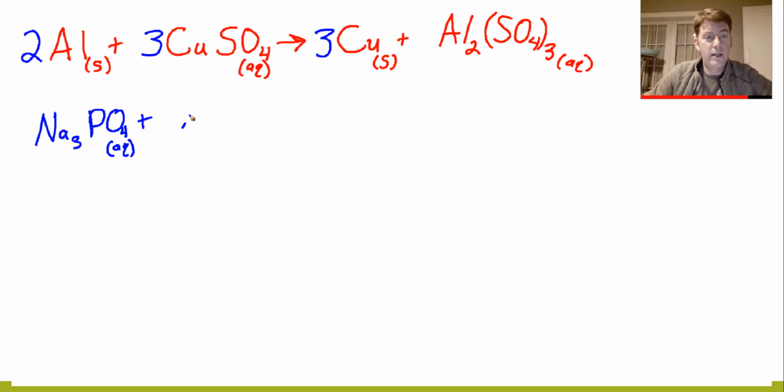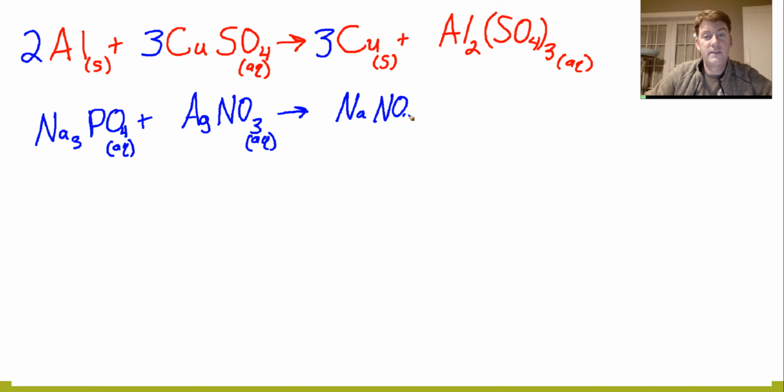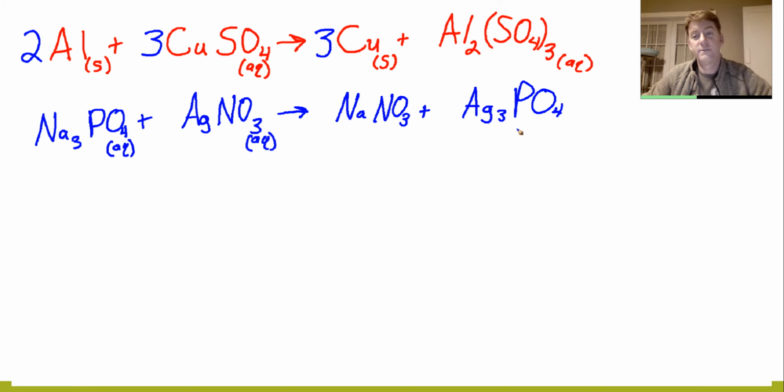And let's combine it with silver nitrate. And another tip is anything with nitrate is going to be soluble. So silver nitrate soluble. We mix these around. We go to the dance and they switch partners up, whatever's going on here. We're going to make sodium nitrate with silver phosphate. Silver is a +1, so it's going to take 3 silvers to 1 phosphate.